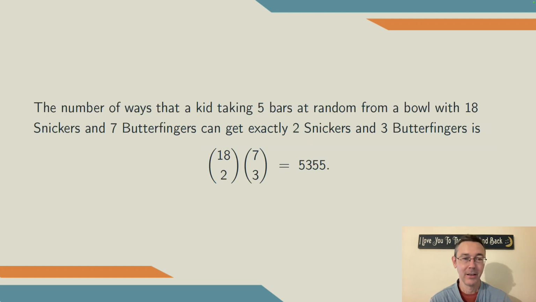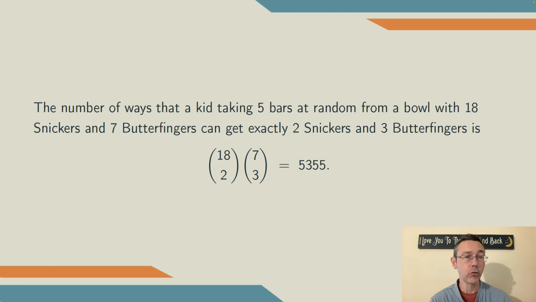So we need to count the number of ways that the event can happen, where you get the right number of Butterfingers, and then divide that by the total number of possible outcomes, the total number of ways to draw 5 candy bars from a collection of 25. So let's start with the number of ways that this event can occur.